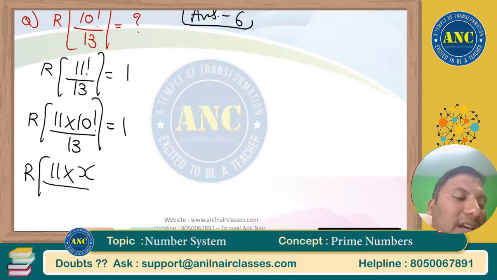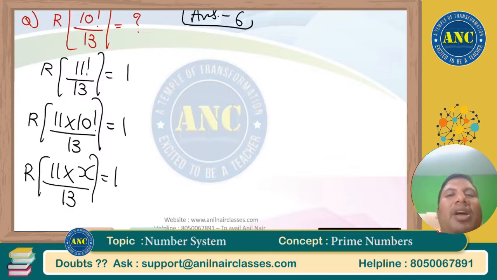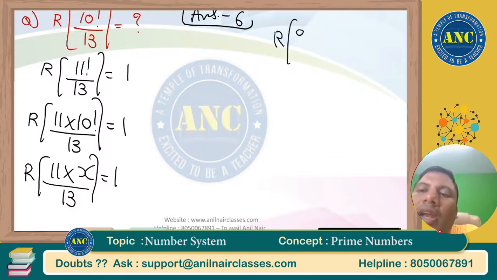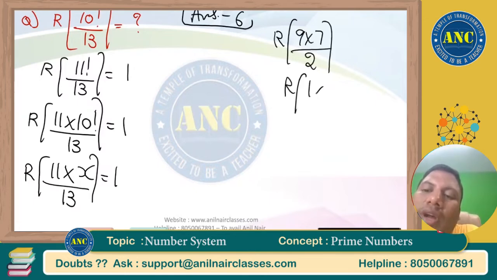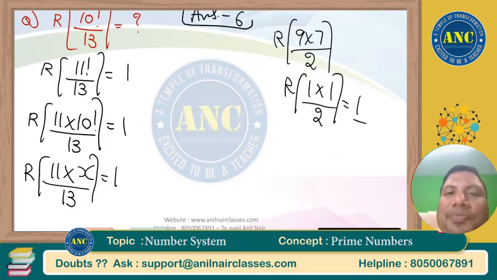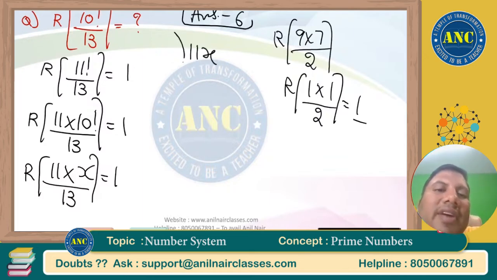If the numerator is less than the denominator, how many times you divide? The answer will not change. 11 divided by 13, 11. 10 factorial divided by 13, x. See this example: 9 into 7 by 2, 9 by 2, 1; 7 by 2, 1. If I further divide, the answer will not change. Are you all with me? 11x is divided by 13. I don't know the quotient k, but I know the remainder as 1.